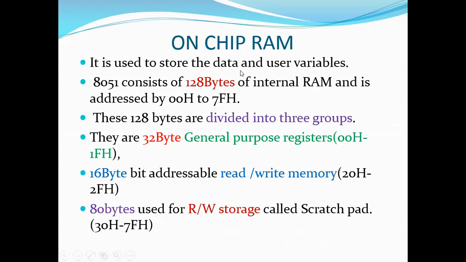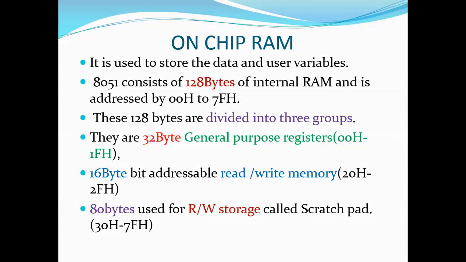Here, on-chip RAM. On-chip RAM is 128 bytes. In hexadecimal, it is denoted as 00 to 7F. After that, the area is special function registers. The RAM area is also divided into three parts: general purpose, read write memory, and scratch part.